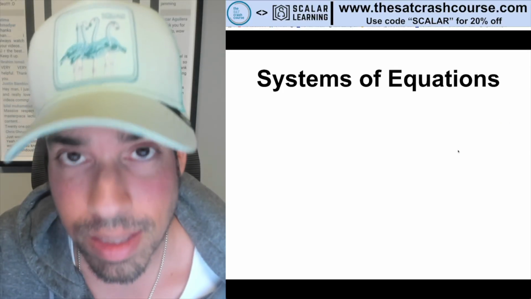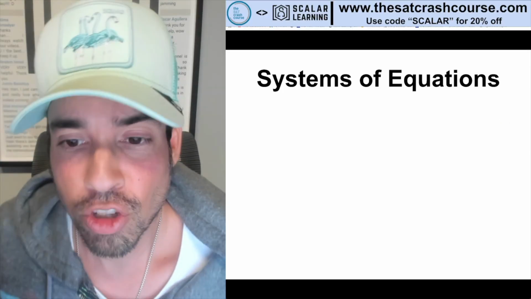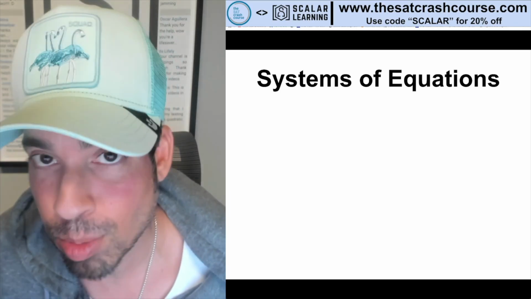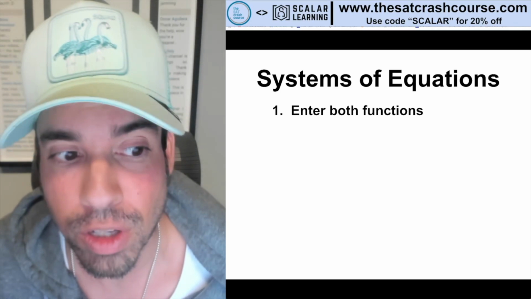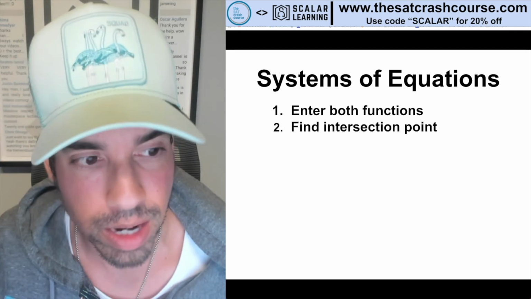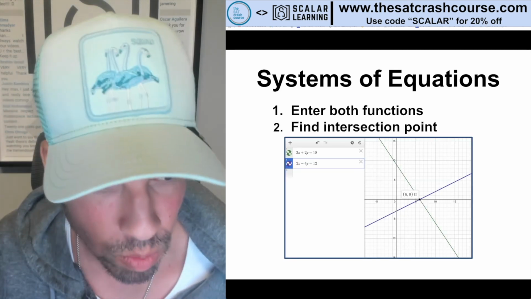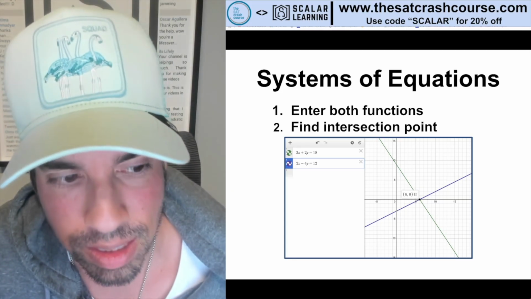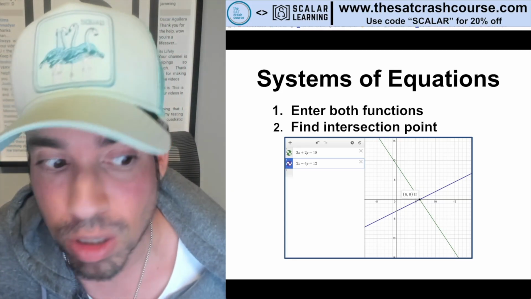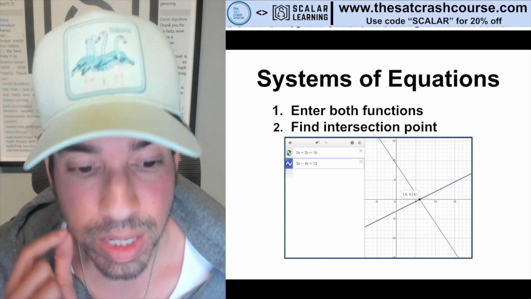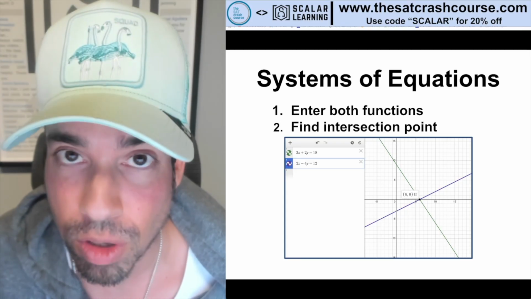Now, when we talk about systems of equations, there's a very nice order of operations that you can apply in Desmos to get to the answer nicely. So all you're going to do is enter both functions, right? You're going to find the intersection point, and that's going to be your solution. So right here, we entered them. You can see in this example, in standard form, we didn't have to put it into slope-intercept form, and the intersection appears. We click on that, we get the solution, 6, 0, done.